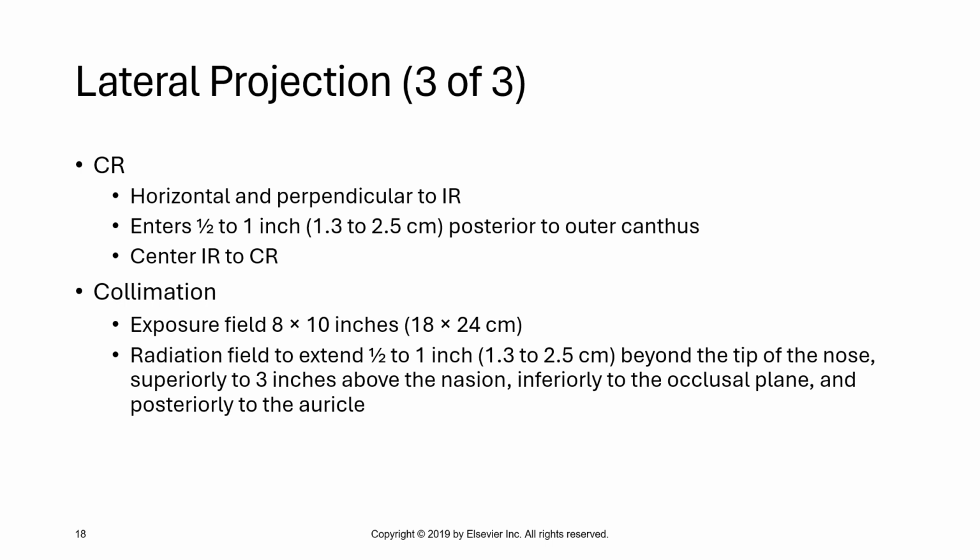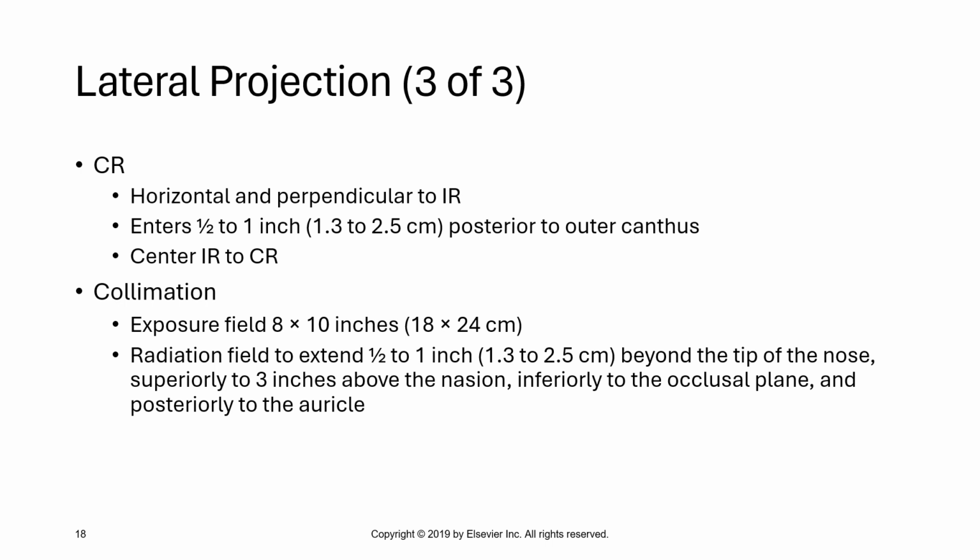Your exposure field should be 8 by 10 inches. You do not need the vertex of the head, nor do you need the mandible. You need the happy medium in between. So 8 by 10 should be that the 10 is the vertical dimension, the 8 is the horizontal dimension. So extend your collimation 5 inches superior to the outer canthus, 5 inches inferior to the outer canthus, and that should cover both the frontal sinus and maxillary sinus. Won't be clipped if you do that. So 1/2 to 1 inch beyond the tip of the nose.